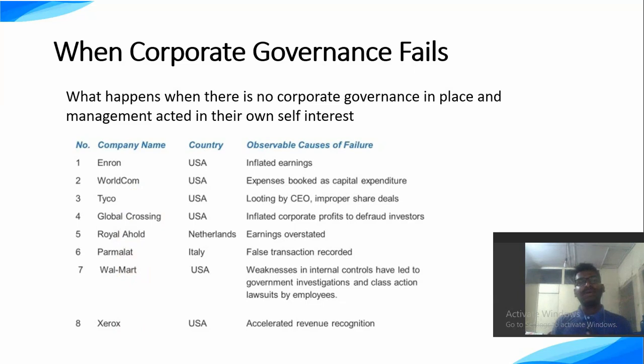So this is why you need a corporate governance structure, rules and regulations to safeguard the company, its shareholders and the owners. But even though there is a corporate governance structure and there are various rules, there are some loopholes in the system. We will discuss that later.